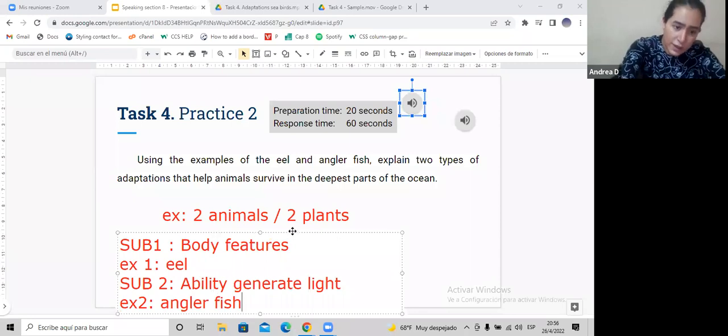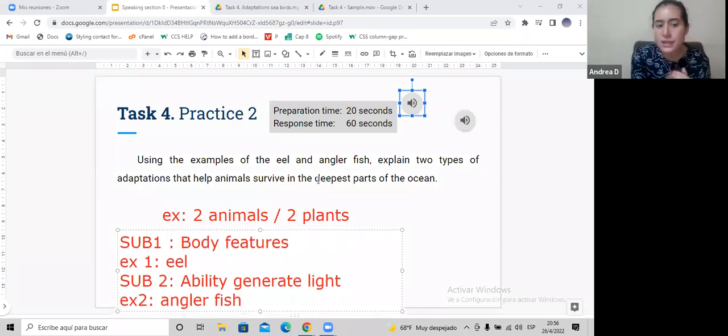So it can be confusing. Make sure that you pay attention to the question. They tell you explicitly that they are examples, so that you know they are the two examples. And the two subtopics are going to be something like adaptations or characteristics. So be careful with the way that you explain it. I guess that's the only thing. I like how you used the question, the adaptations that help animals survive, in your introduction. You kept the structure too, and the way that you explained it was right as well. Just be careful with that differentiation. Okay?